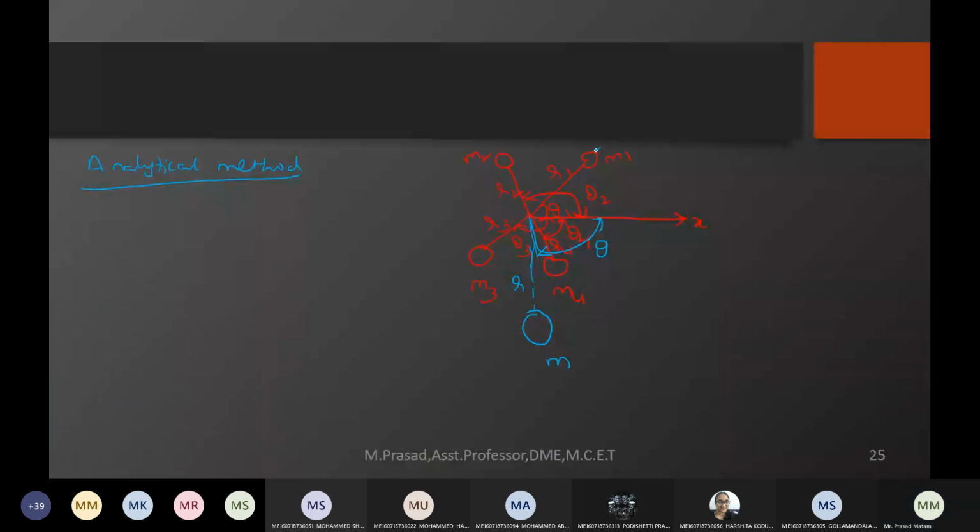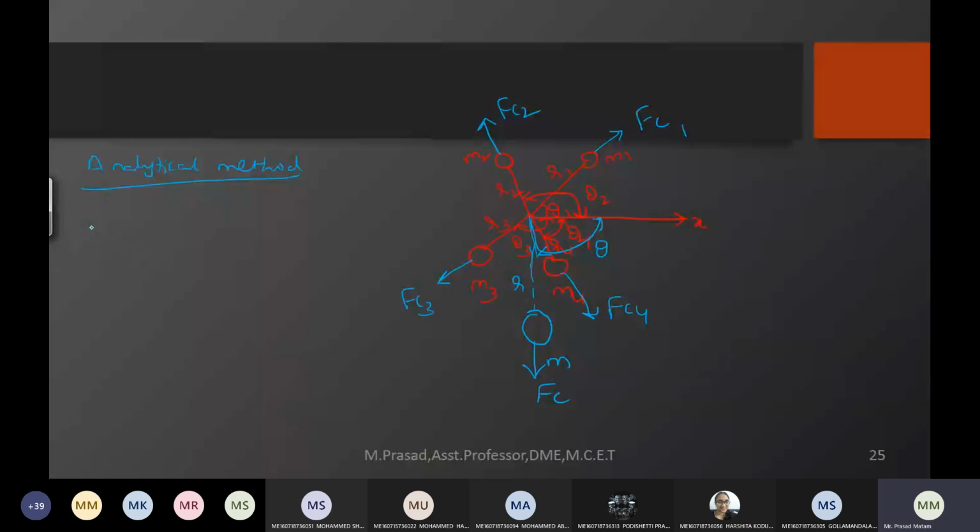With respect to M1, I am getting centrifugal force Fc1. For M2, I am getting Fc2. For M3, I am getting Fc3. And for M4, I am getting Fc4. Similarly, for mass M, I am getting the centrifugal force Fc. Fc1 is inclined making an angle theta 1, Fc2 making an angle theta 2, Fc3 is making an angle theta 3, and Fc4 is making an angle of theta 4. Similarly, these 4 masses are balanced with a mass M making an angle of theta.